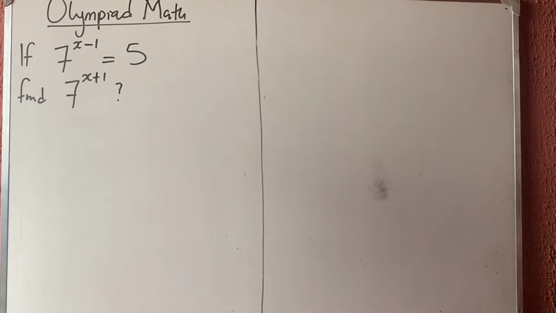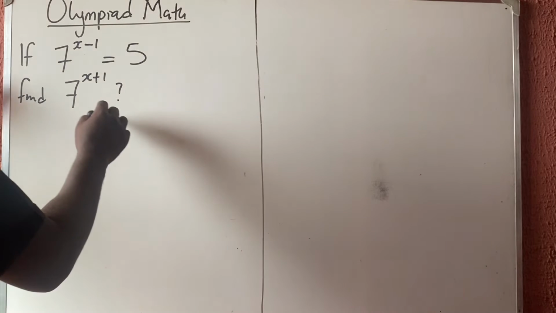Okay, let us quickly solve this Olympiad math problem. We are given that 7^(x-1) = 5. Then we are asked to find 7^(x+1). Okay, this is very simple.